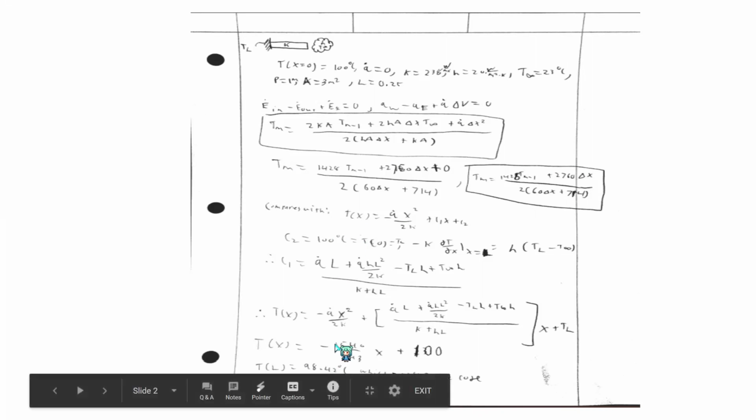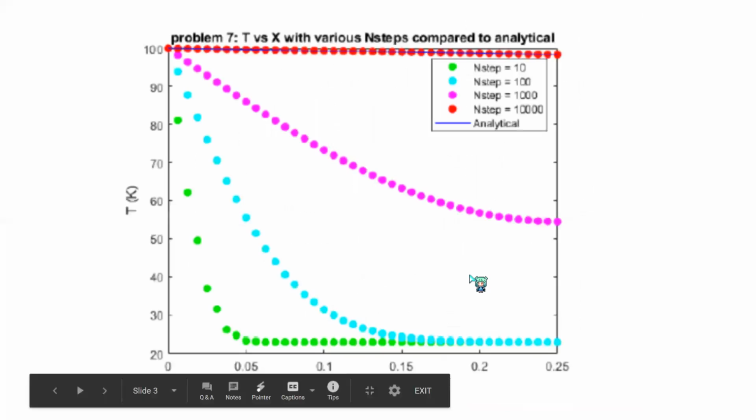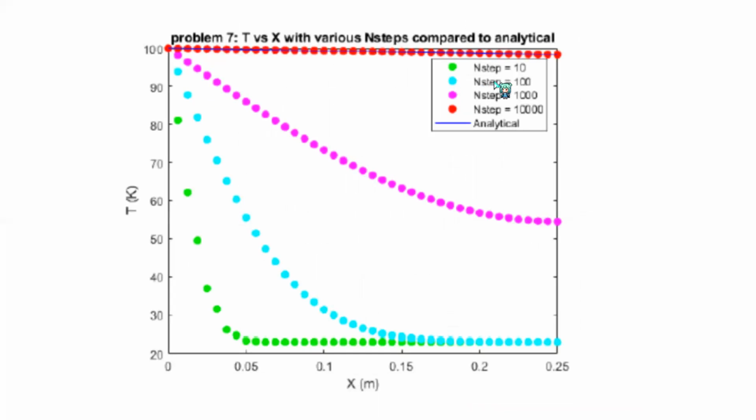And then I continued on and found the governing equation and the governing equation solution to compare with that finite element analysis solution. And the results for that can be seen here, where I used various end steps to demonstrate how larger and larger processing power can get you a more and more accurate result. As you can see, at end step is 10,000, we have a very accurate result that pretty much follows our analytical solution.